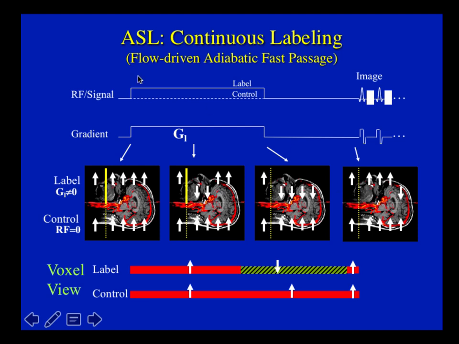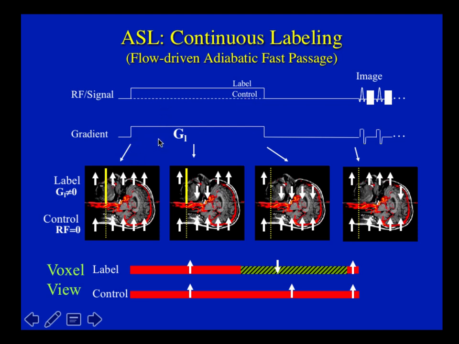So let's look at the continuous label technique now. In this case, what we do is apply a continuous radio frequency pulse for a certain duration, while a gradient is on. Here the idea is to create a narrow tagging plane like this orange line, and the location of the tagging plane is determined by the frequency of the RF pulse and the strength of the gradient.